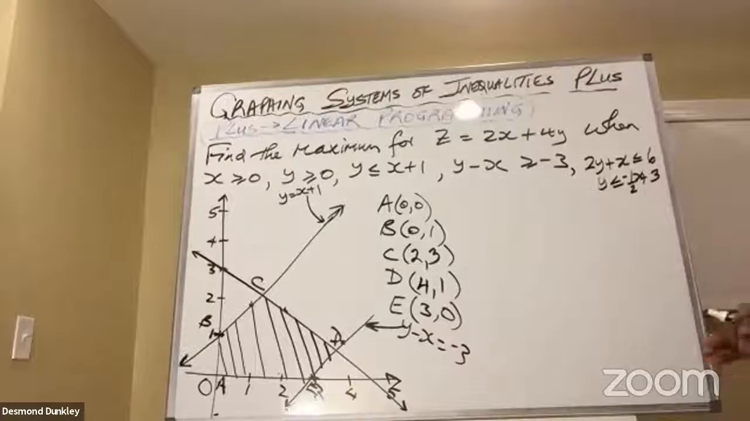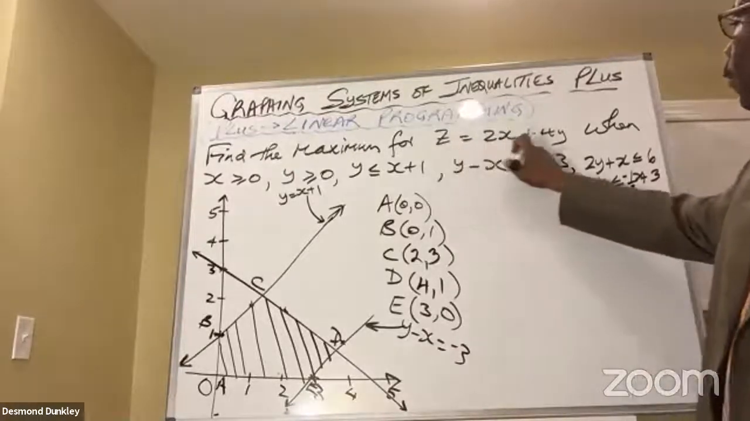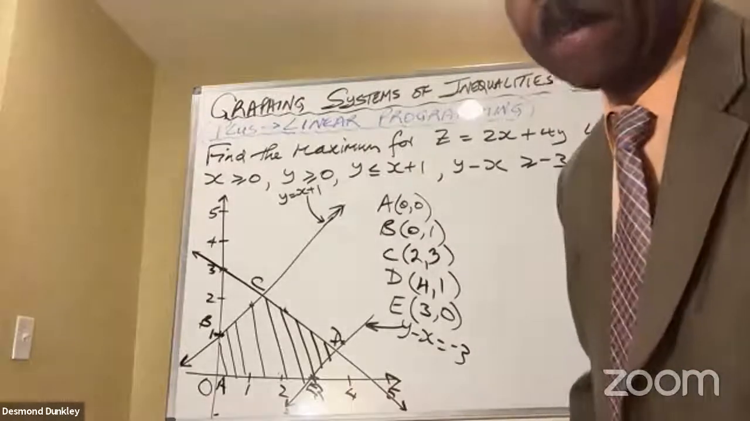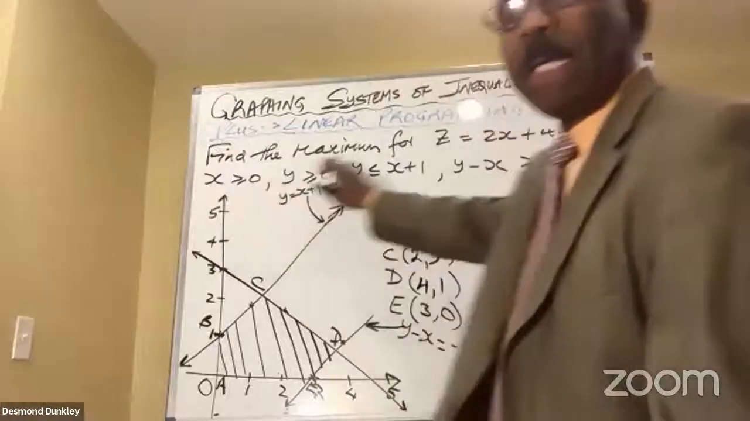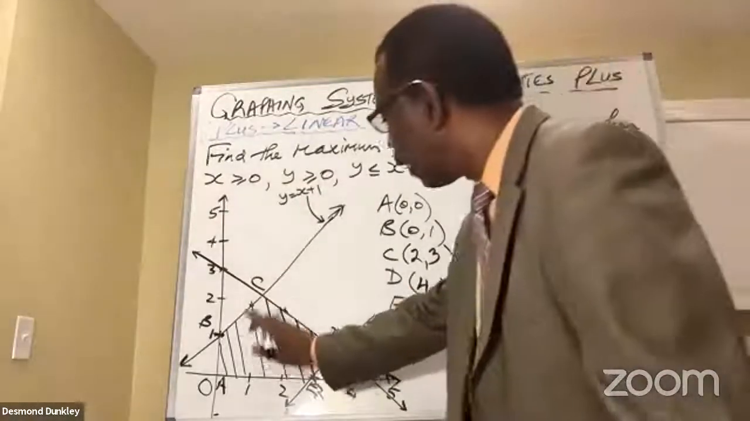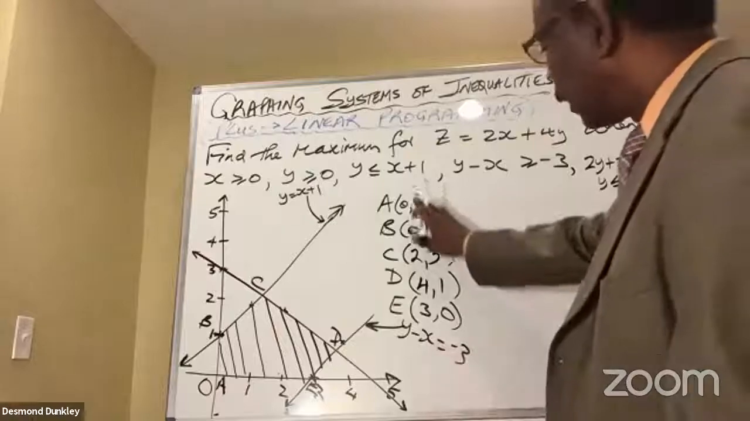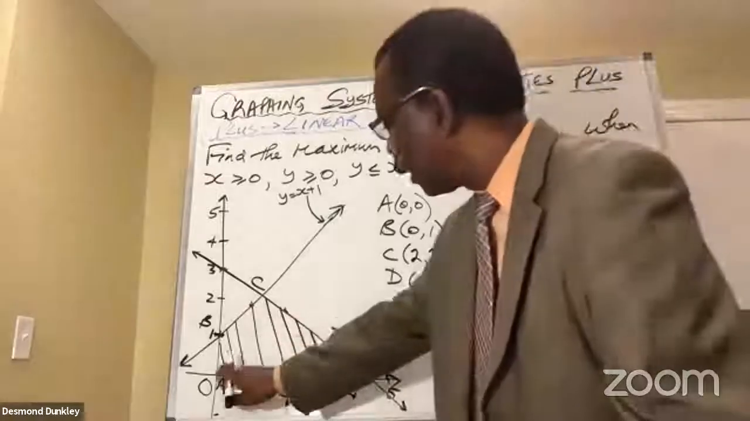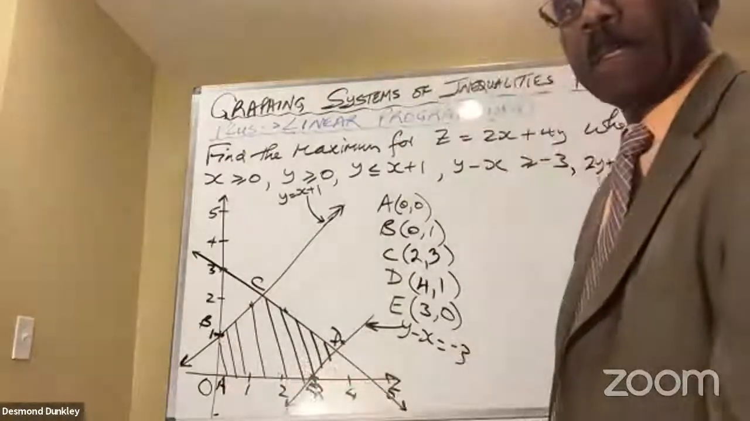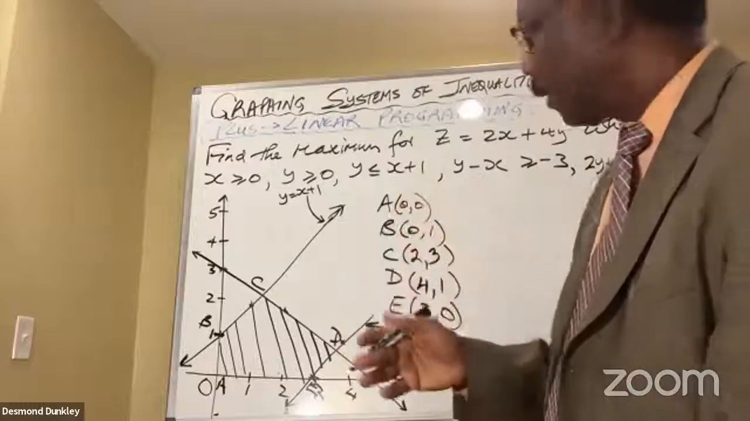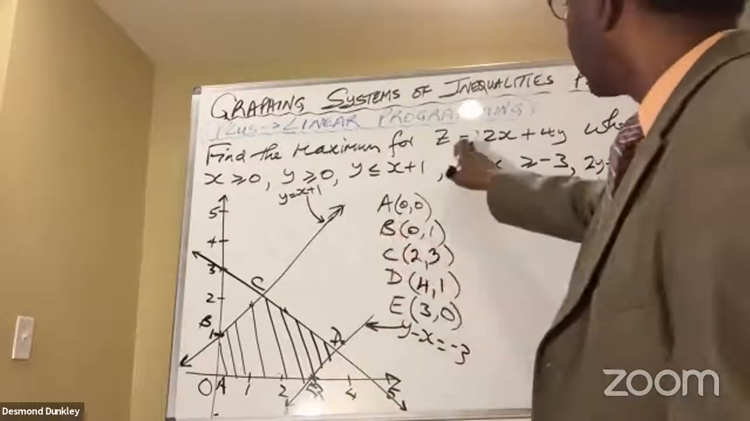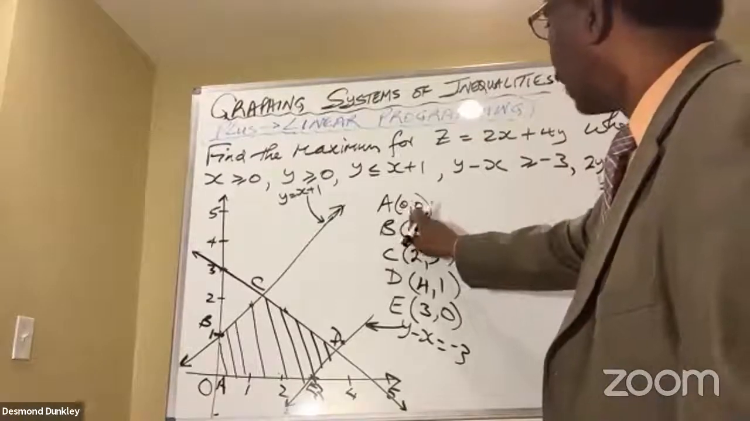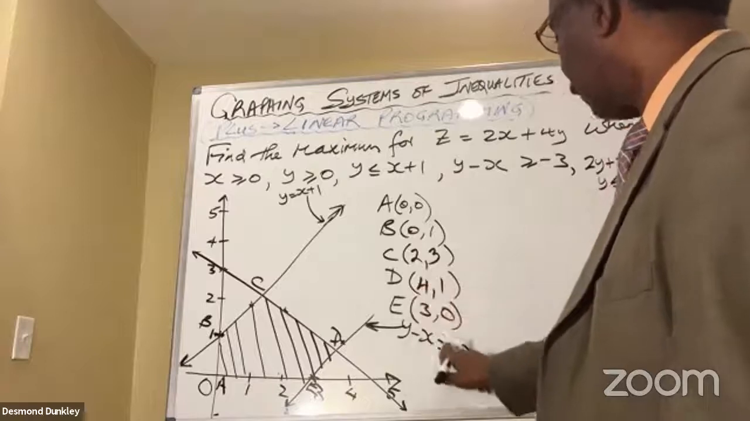So now we need to evaluate our function z equal to 2x plus 4y and see which one of them gives us a maximum. So let's repeat what we did. We graphed the inequalities, found the common area, and determined the 5 vertices, 1, 2, 3, 4, 5. Now we're going to evaluate the function z equal to 2x plus 4y based on these x and y values.